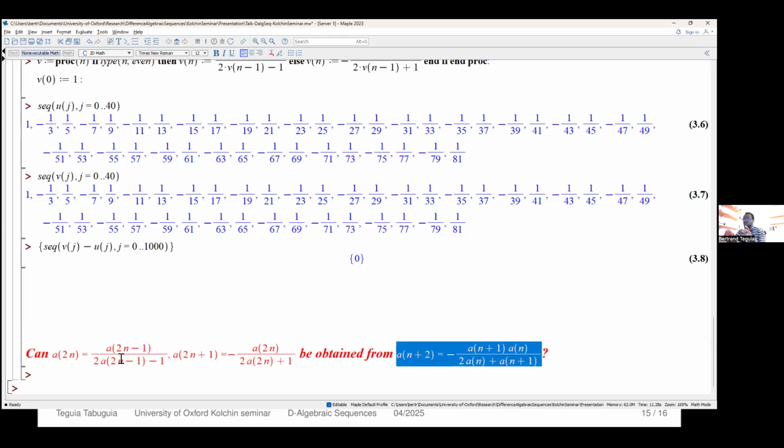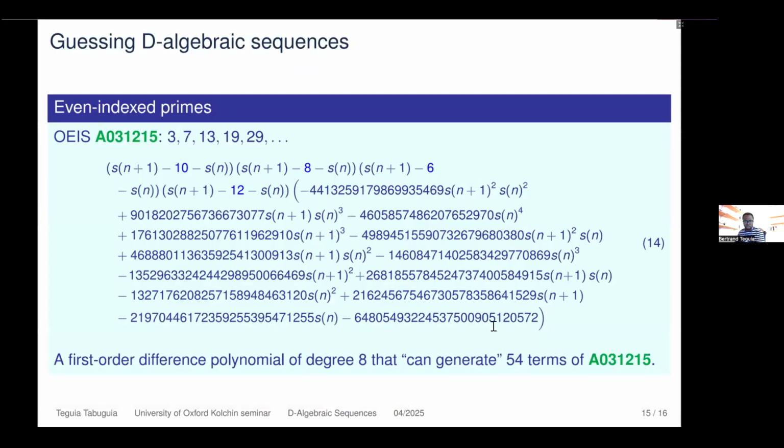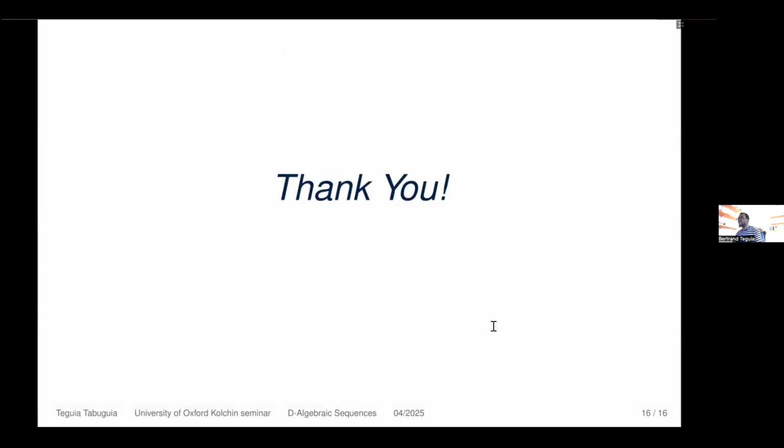Yeah, so you use a2n with a2n minus 1, and then you use a2n plus 1 with a2n. And this was guessed. This was obtained from the terms of the sequence. And I found this interesting. And yeah, this is how I wanted to finish my talk. And yeah, I'm on time. Thank you very much.